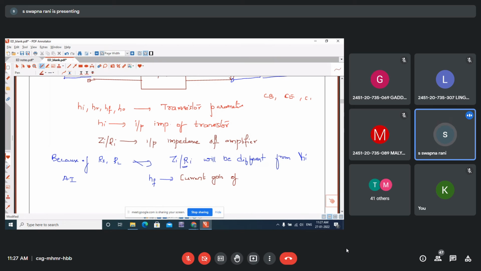Current gain of amplifier or transistor? HF. Transistor. H parameters are the parameters of the device, the transistor, whereas AI is, what is AI? Current gain of the amplifier.